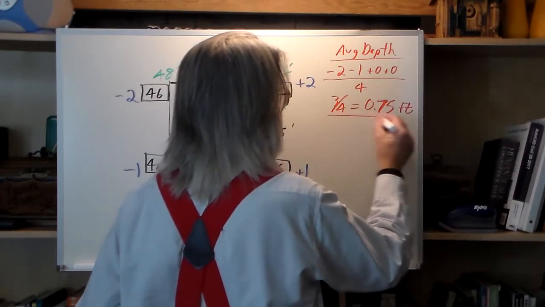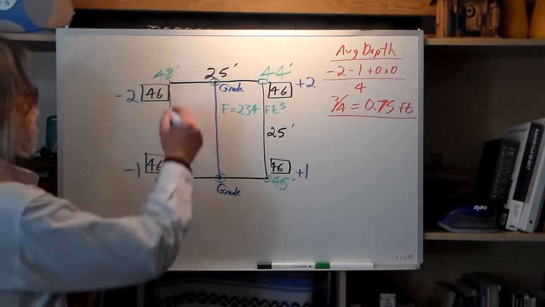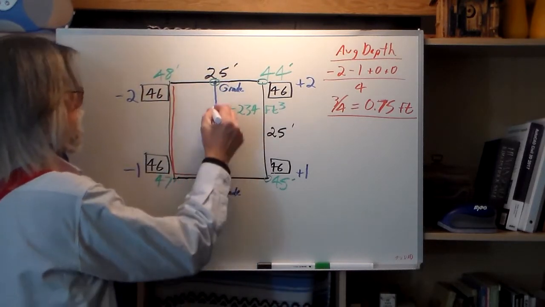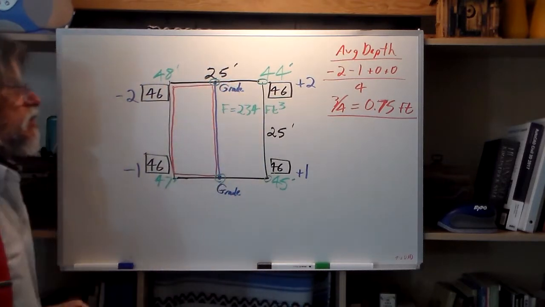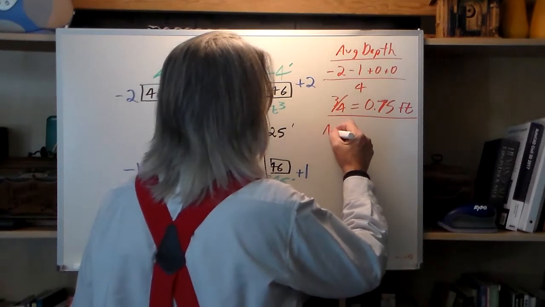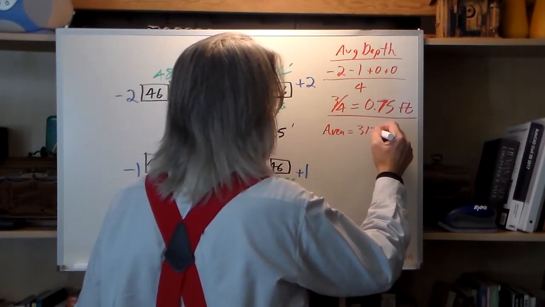That's our average depth for this area over here. This is all cut. But because this is a mirror image of the other one, we know our area is going to equal 312.5.